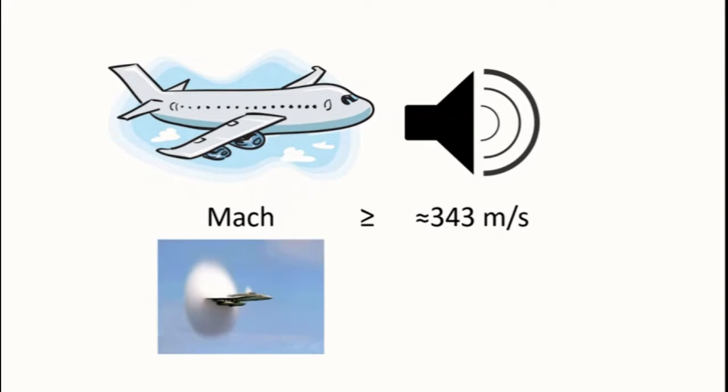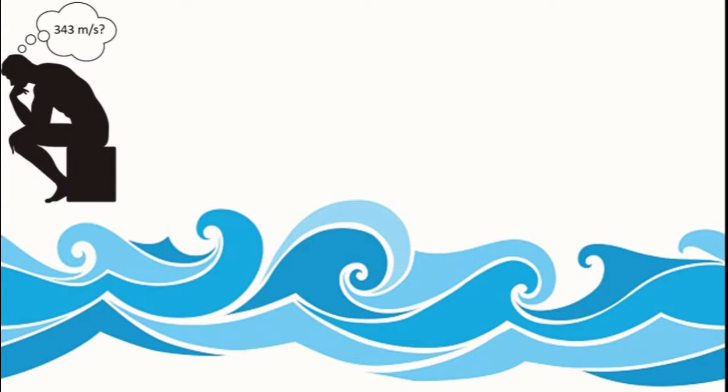If you have taken a physics class, you would know that the speed of sound on average is around 343 meters per second in the air. And anything faster than the speed of sound will be given a Mach number associated with it, and you will also have the sonic boom phenomenon happening.